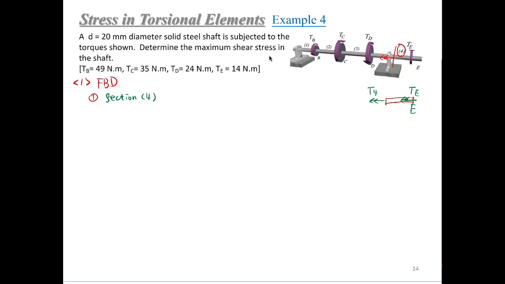So here in section 4, we can write an equilibrium equation: negative T4 minus TE equals 0. So T4 equals negative TE, that is negative 14 Newton meter. Just to be clear, what does this negative mean? This negative means that the true internal torque will be along the other direction, opposite to what you set in the beginning.